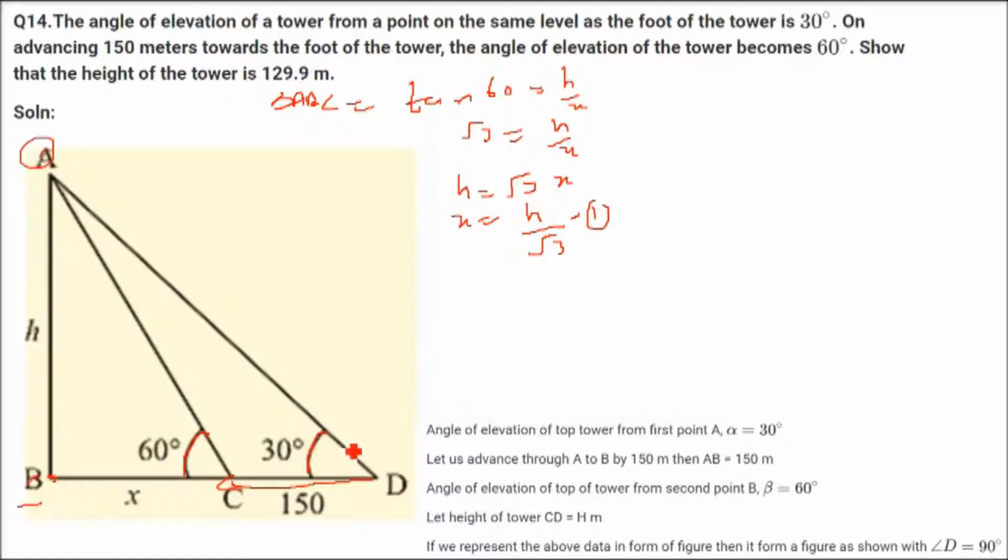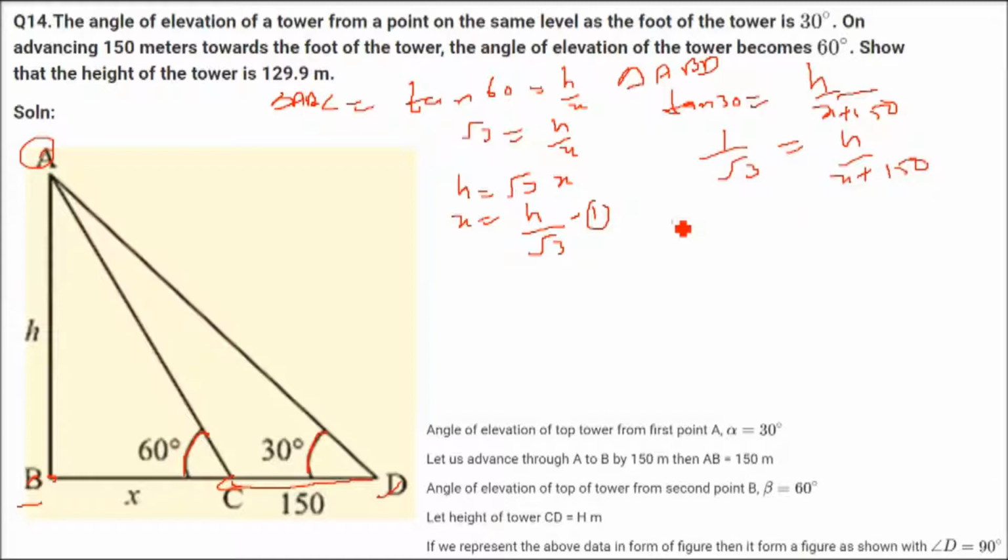Coming to the triangle ABD, this triangle ABD is going to give you tan 30. So tan 30 is perpendicular by base. It will be h by x plus 150. Tan 30 is 1 by root 3. This is going to be h by x plus 150. Multiply this. X plus 150 is going to be root 3 h. This is our second equation.